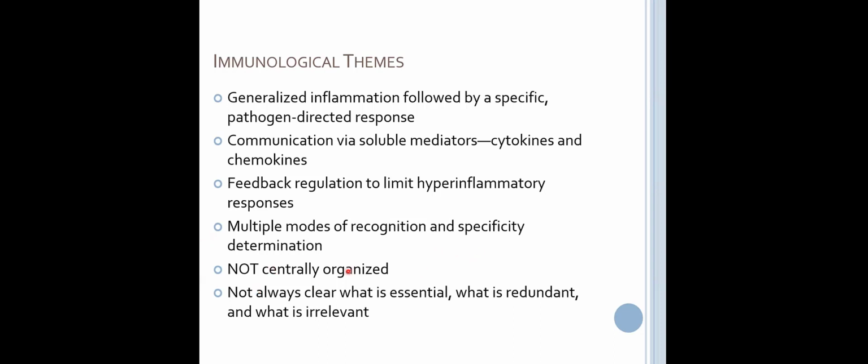And related to that, it is not centrally organized. So there's not one core decision-making function of the immune system. It's multiple parallel systems acting simultaneously to produce the desired result, cross-talking and regulating each other, but ultimately often arising from very different functional and evolutionary histories. And as a result of that, it's not always clear what's essential, what's redundant, and what is irrelevant.